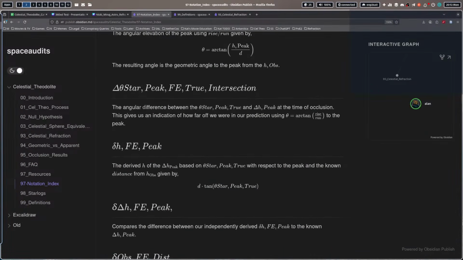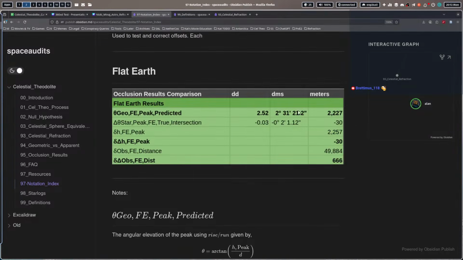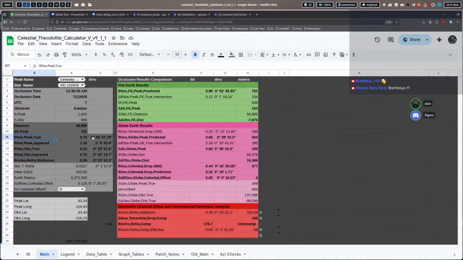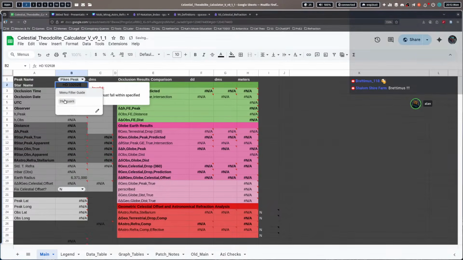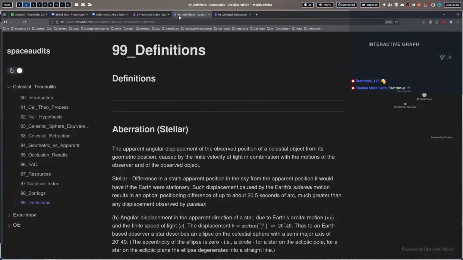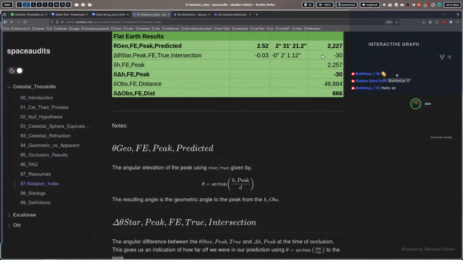And then to continue on, we have the delta theta star peak flat Earth true intersection. So this is the difference between where we predicted with rise over run where the star would intersect with the peak, this angle right here, this 231, and where the star actually was when it was occluded. So we have this referenced over here. Let me put this on Pike's Peak. When we go to Pike's Peak, we see that the star at the peak was at 233 instead of our predicted 231. So that gives us our difference there of 2 arc minutes. So that's what that's in reference to.